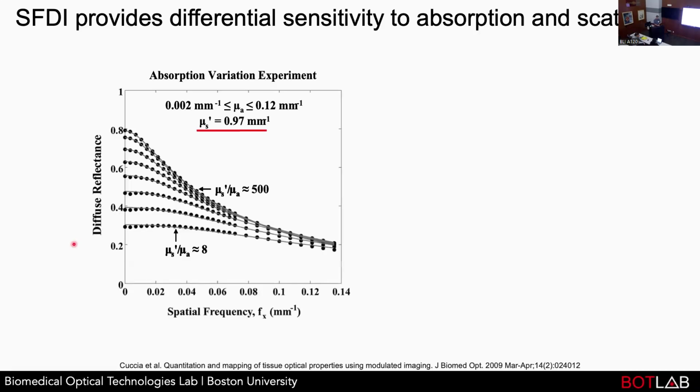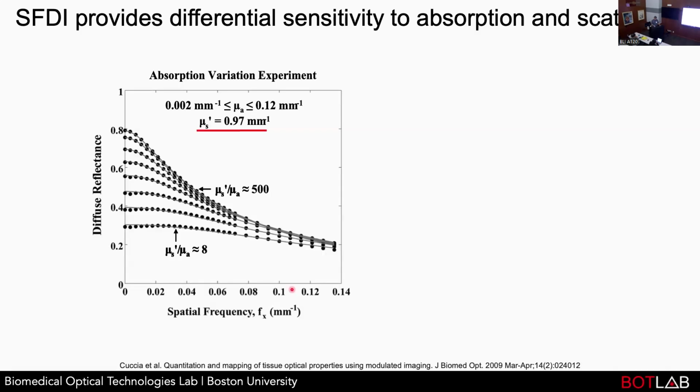So here's the experiment. You have a liquid phantom. You keep mu S prime constant and you titrate mu A. Each one of these lines is for a different absorption value. Scattering is all the same. Spatial frequency on the x-axis. You see at low spatial frequency measurements, changes in absorption really affect your diffuse reflectance measurement. At really high spatial frequencies, changes in absorption almost don't affect your measurement at all.